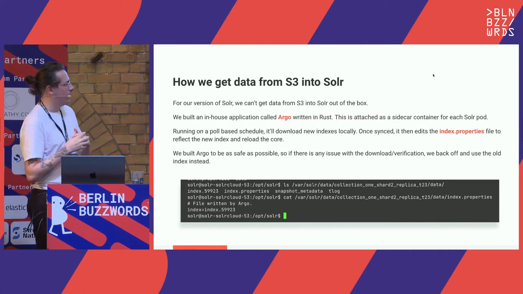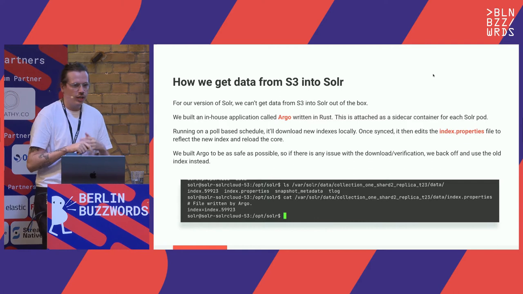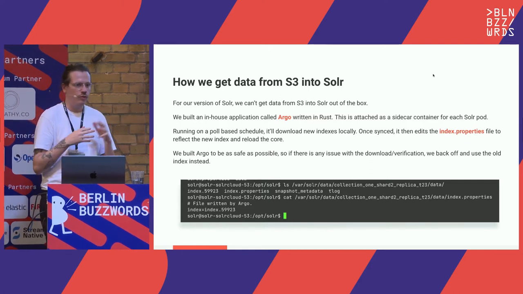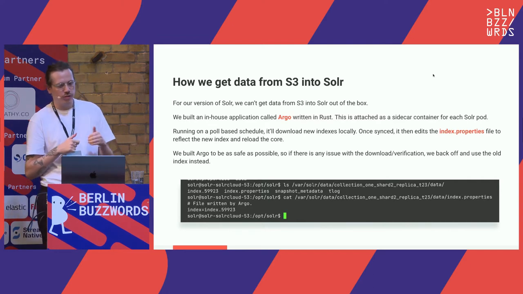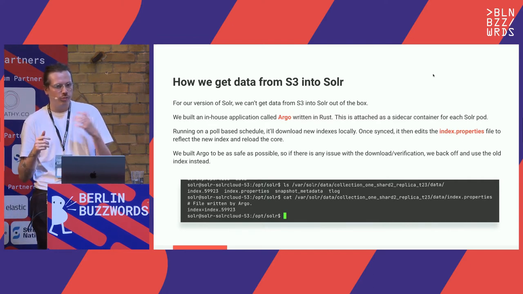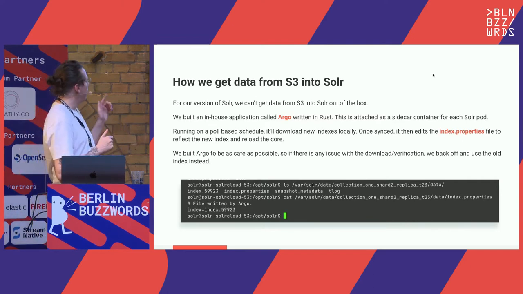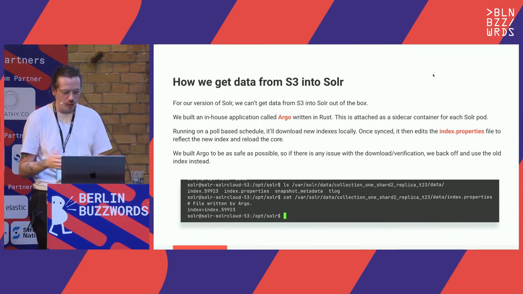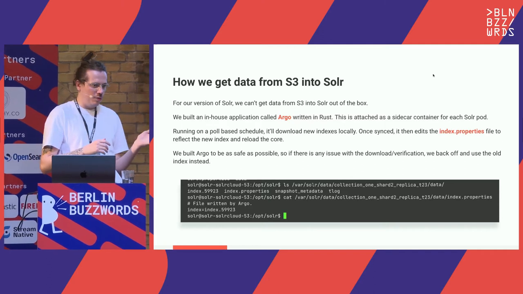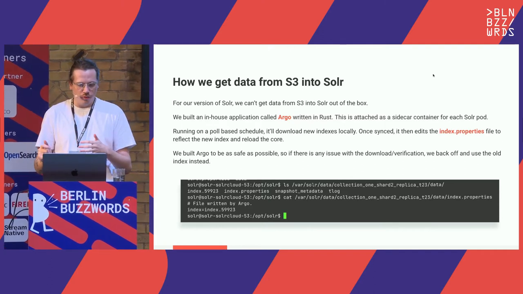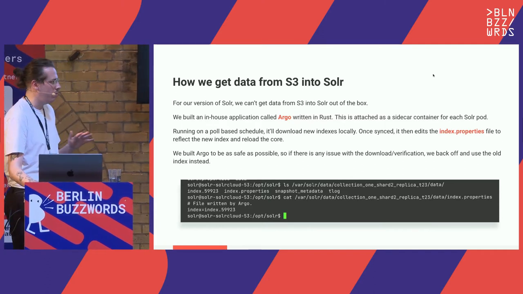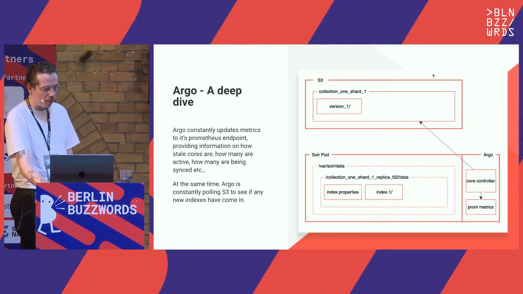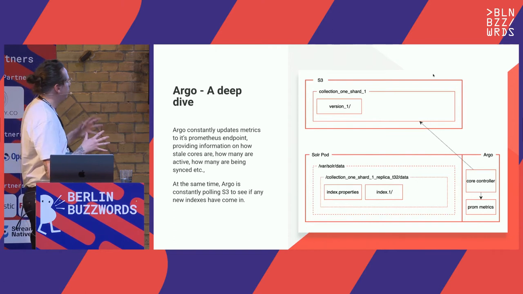It's attached as a sidecar container. Essentially, it periodically checks a specific path on S3. And once it's seen changes, it will download this locally to the Solr pod, update the index.properties file with the new core, reload it, and we've won. But we've built Argo to be safe. So if there are any problems along the way, we just bail out and carry on using the original core. But more on that in a deep dive.